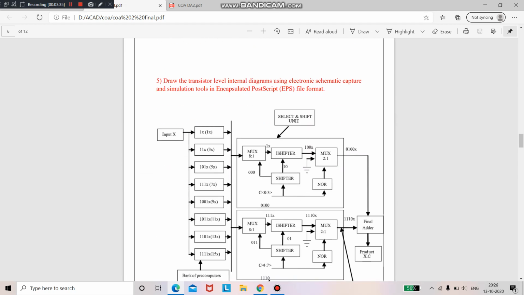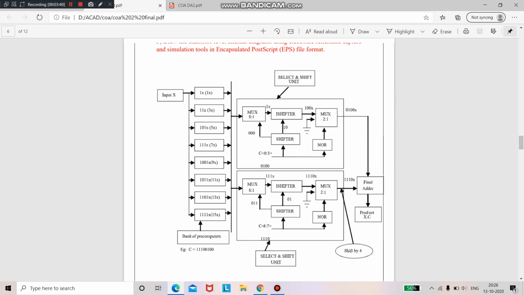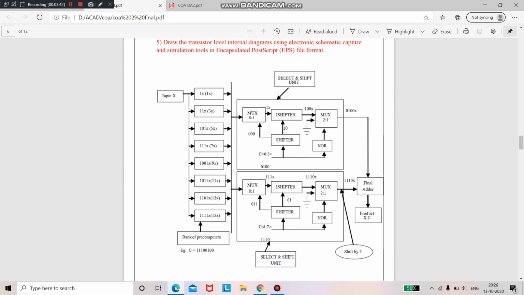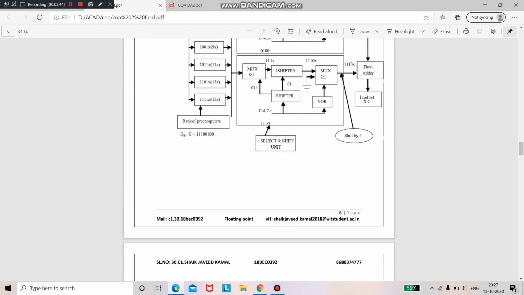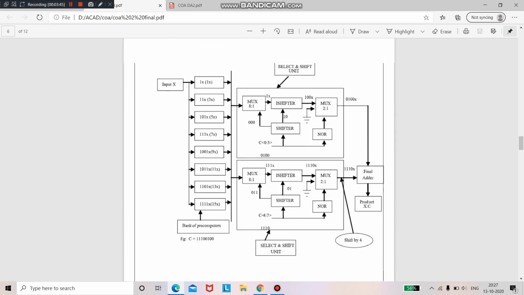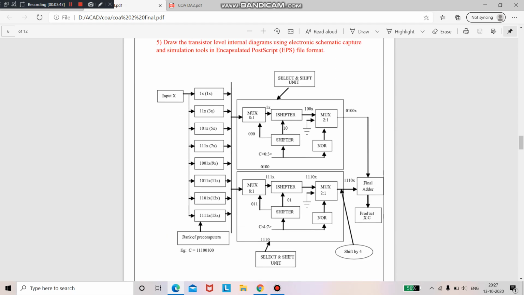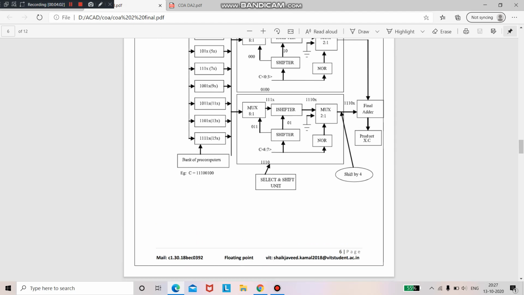This is the fifth question: draw the transistor level internal diagrams. These are my transistor level internal diagrams. You can see how the input enters the particular component, and how we get the final adder or product selected from the select shift unit. Here they have given the example also.